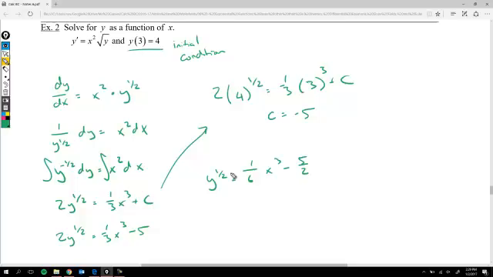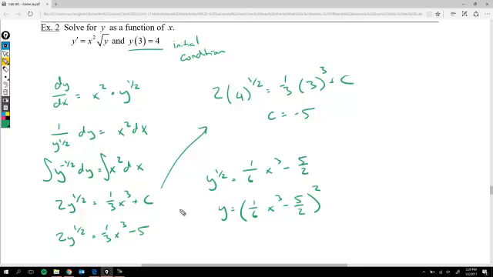Right, and then I can square both sides. Okay, and so this is my particular solution because I have no c's. Okay, I solved for everything. Now, you could solve for c in a different step than I did.